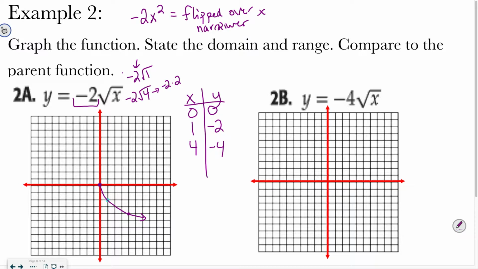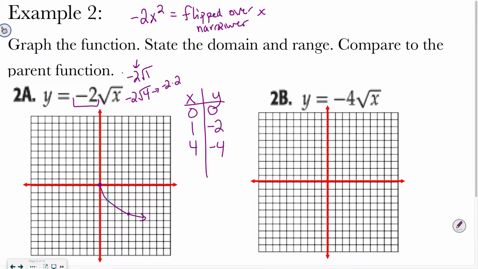Same idea here. That -2 flips it over x. The negative flips it over x. The 2 stretches it out and makes it, instead of this being a 1 or a -1, it becomes a -2. Instead of this being a -2, it becomes, yeah. So that's how you graph that.